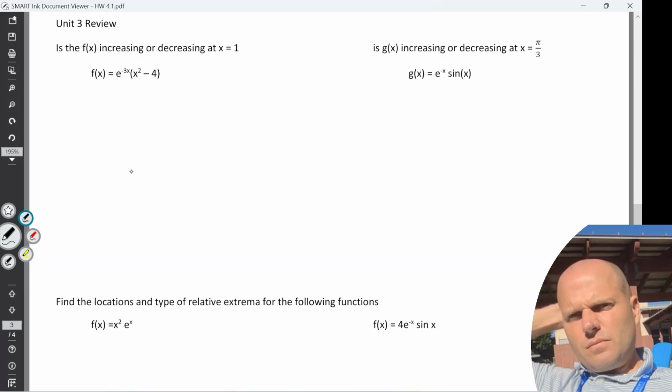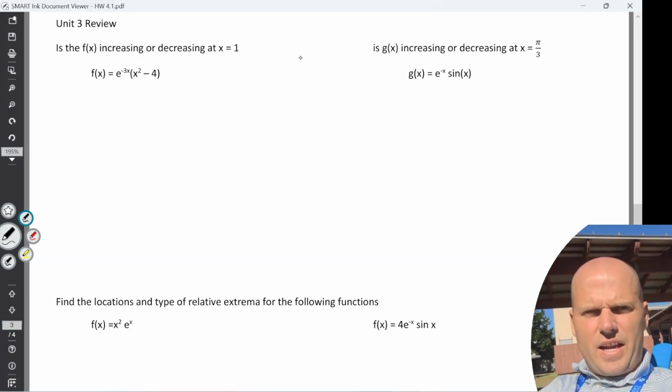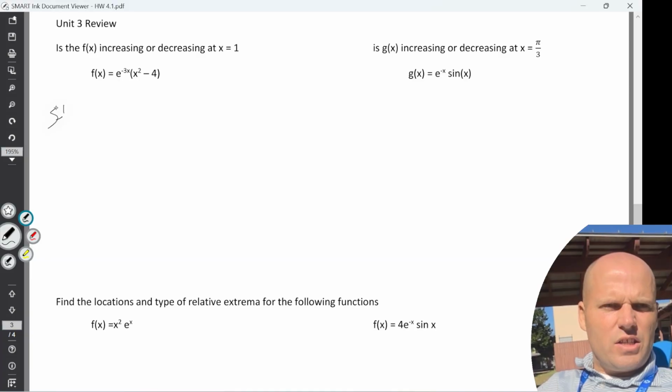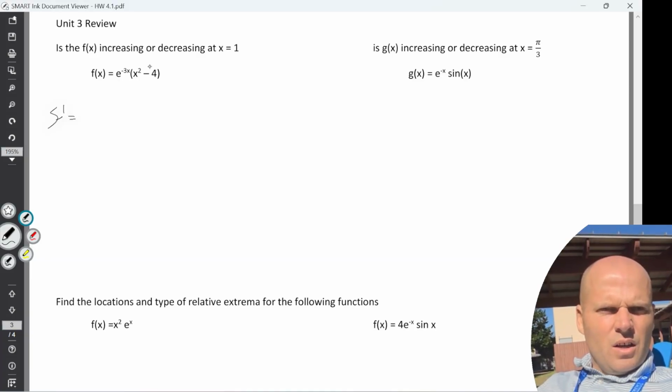All right. Is something increasing or decreasing at x equals 1? Well, if we know the slope, we'll know if it's increasing or decreasing, right? So I don't really need to do a full sign analysis, but I will. For the future, I just need the slopes. This is a product. The first piece of the product, we need to know an I.